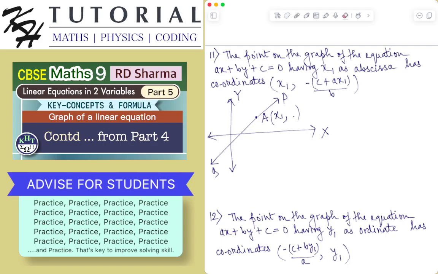I have to find, let's say the ordinate is y1, what will be y1? I know that the ordered pair x1 comma y1 will be a root of the equation, so it must satisfy the equation. I have to find y1. So I must have ax1 plus by1 plus c equals to 0. From here I have to find y1. So clearly y1 will be negative of ax1 plus c divided by b.